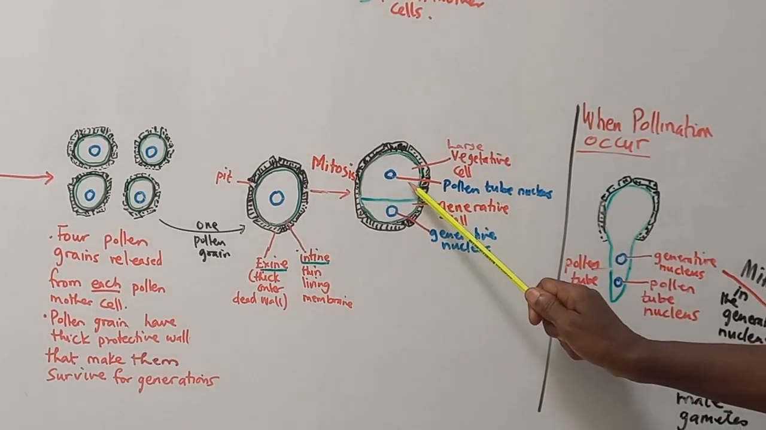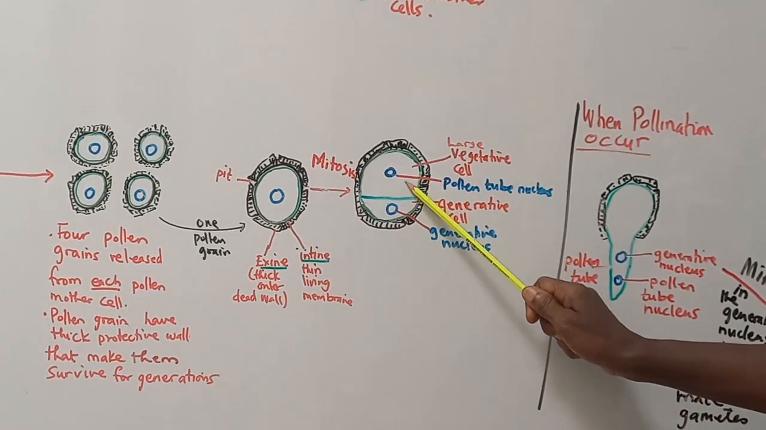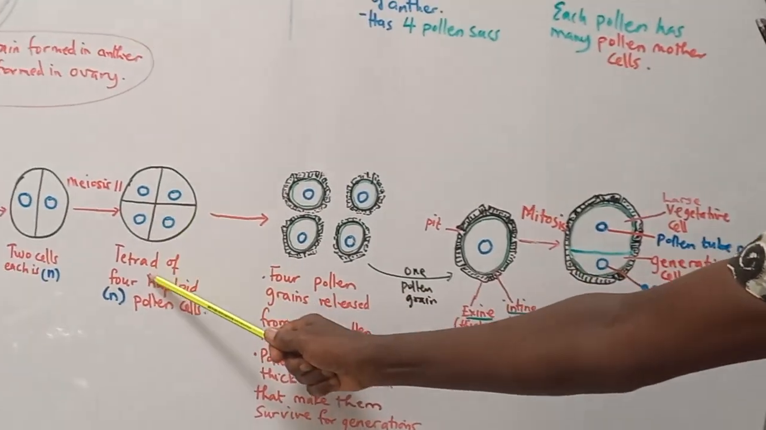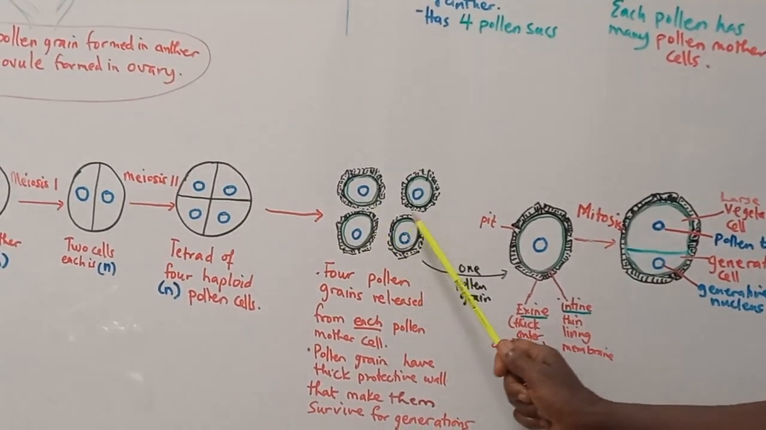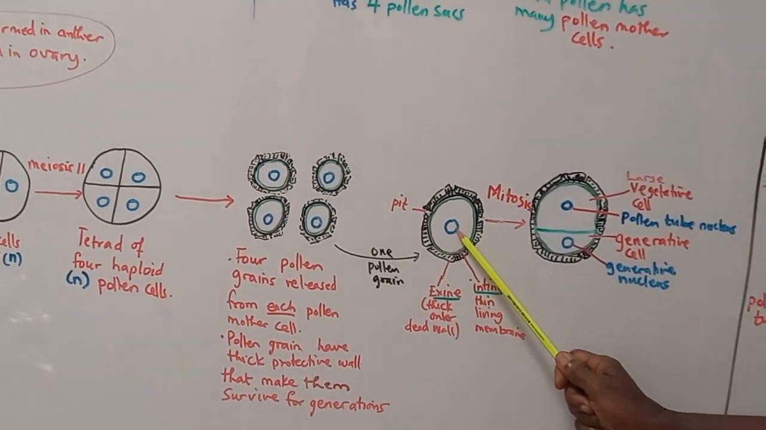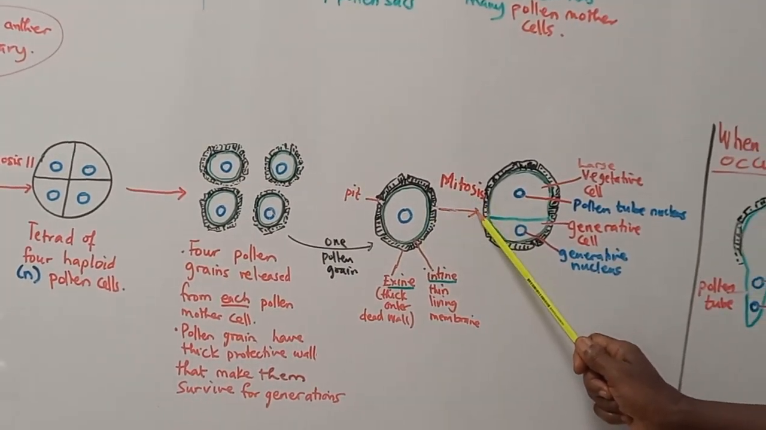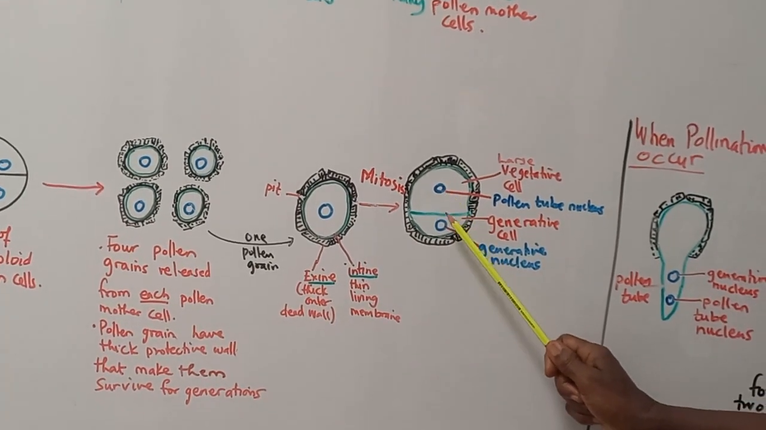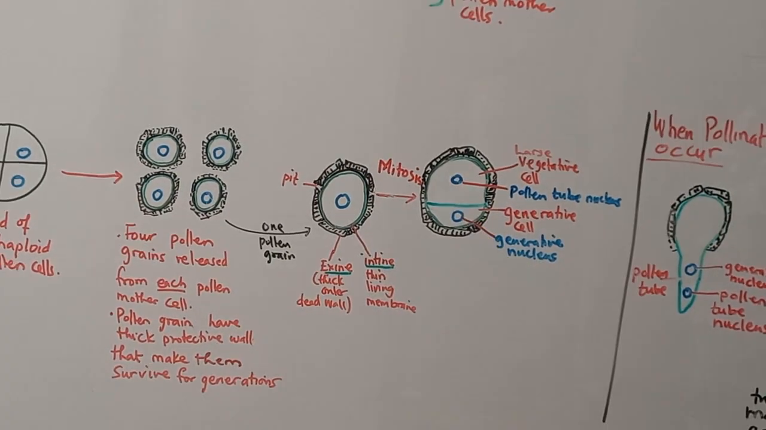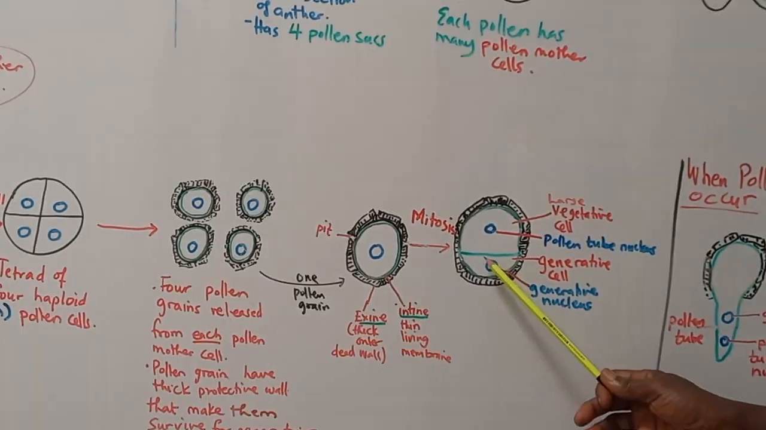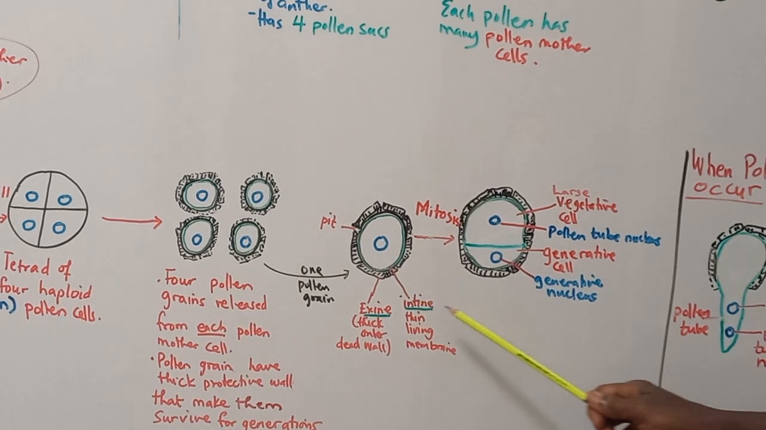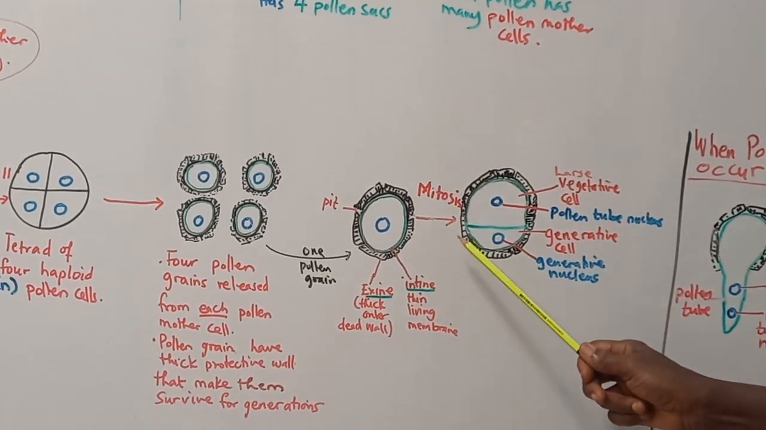So note that these are still N haploid cells because you started with meiosis, which made it haploid. Each of them is a haploid. It undergoes mitosis and divides into 2 nuclei, but each of them is still haploid. So this is the pollen grain, its structure and its contents. And this is how it lies down for generations.